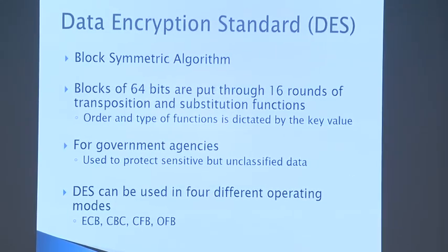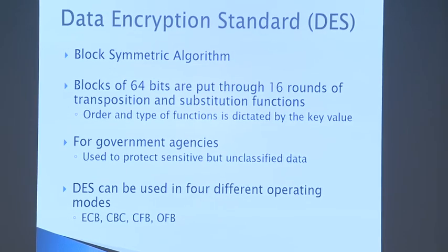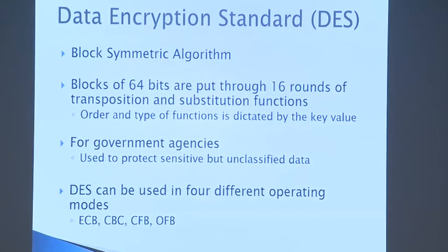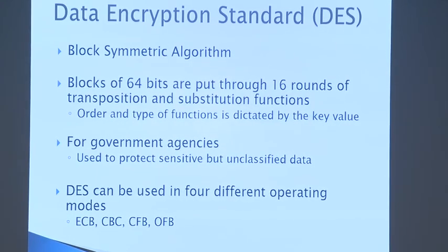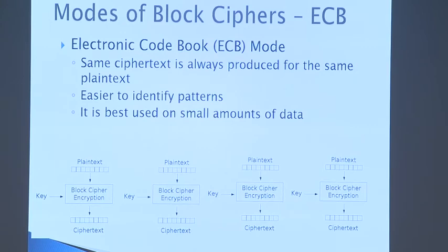Okay, so here's DES. DES has 4 different operating modes down here at the bottom. The ECB, electronic code book, cipher block chaining, cipher feedback mode, the output feedback. So let's take a look at each one of these. Yeah, this is not in your book. Your book actually just gives you a description. This gives you a picture of what it looks like. This is why I like to look at this.